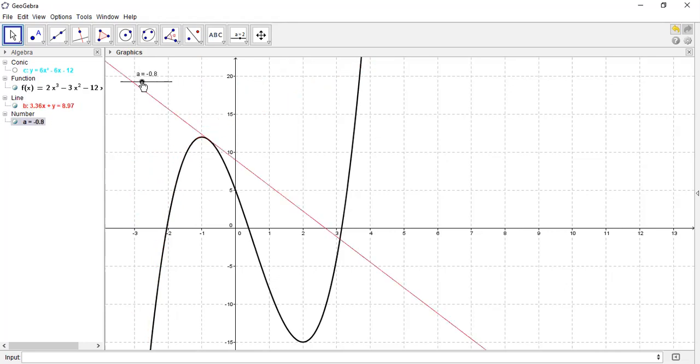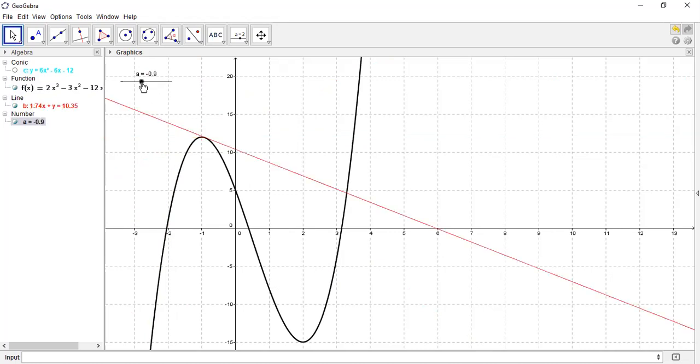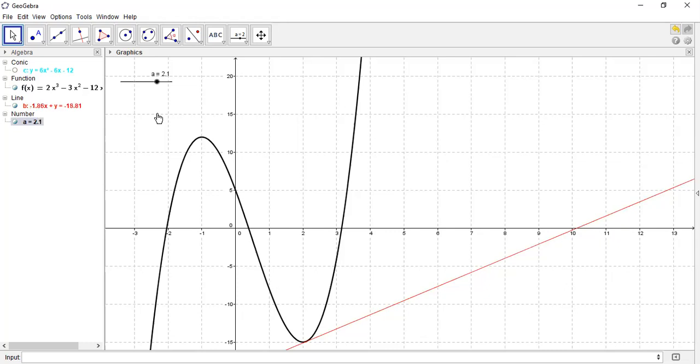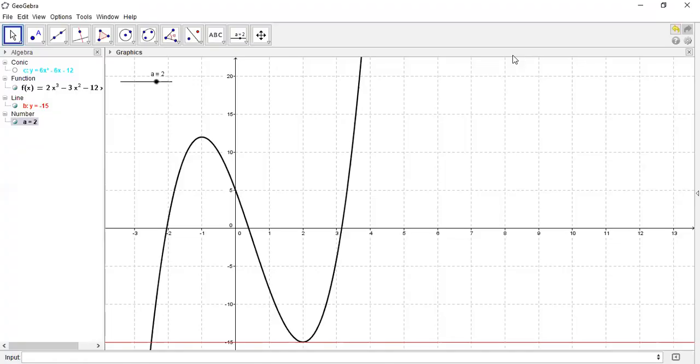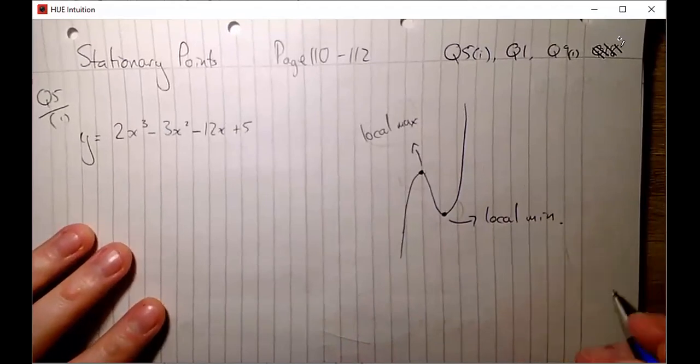But this is what I'm interested in, the turning point at x equals minus 1 exactly. The slope of that tangent just becomes the line y equals 12. The slope of that tangent is 0. So that's your dy/dx equals 0. Similarly, down here, the slope of the tangent at our lowest point is 0 as well, if I can get that to sit on 2. There it is. The slope of the tangent is 0. So collectively, local maximum and local minimum are called turning points.